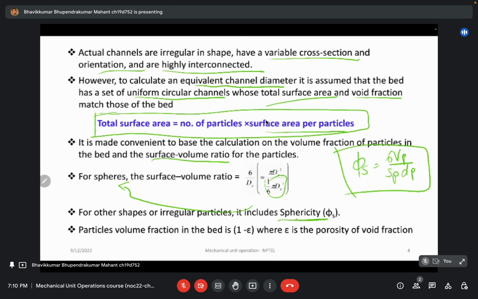The particle volume fraction in the bed is 1 minus epsilon. We need to consider the volume fraction: for voids, the void fraction is epsilon, and then the particle volume fraction is 1 minus epsilon, where epsilon is the porosity or void fraction. Remember this. So this is the basic understanding of why and how we are going into this lecture and why it is required.